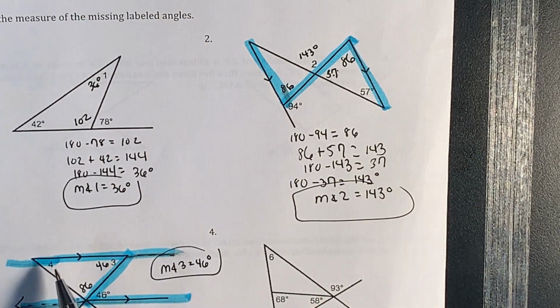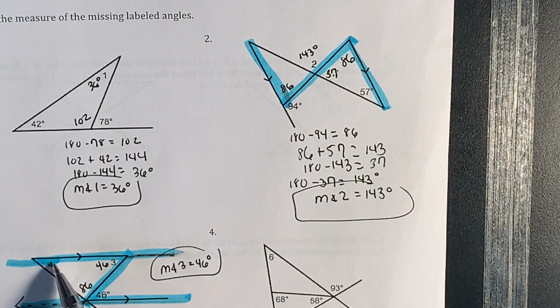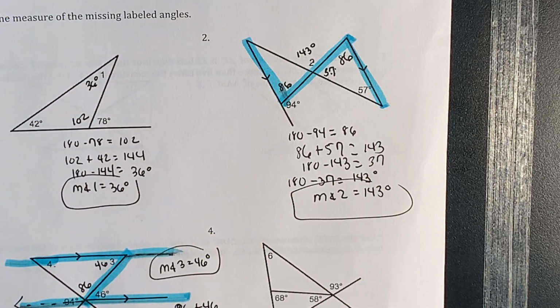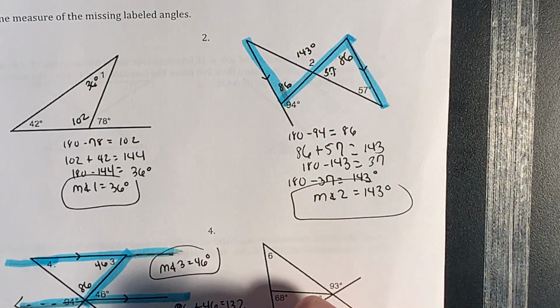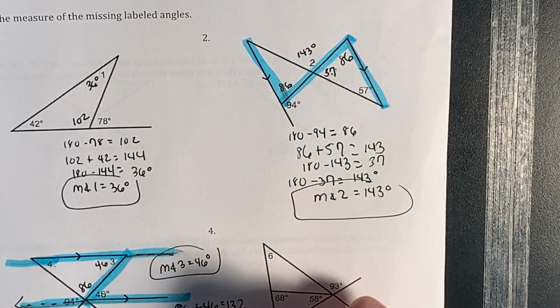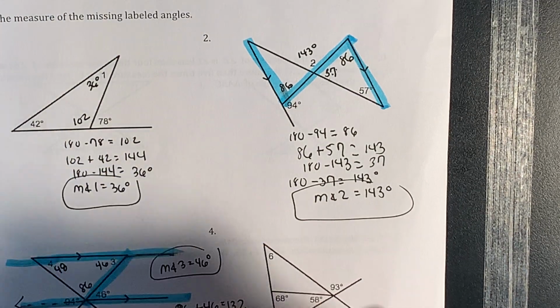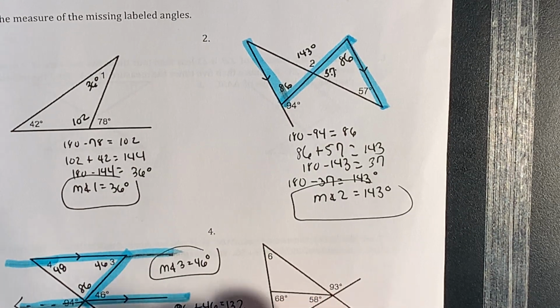And now we have to find the measure of angle 4. So using our theorem from the top of the page, all three angles in a triangle must sum to 180. So to find the missing angle in the triangle, we're going to do 86 plus 46, and that's going to give us 132. Subtract that from 180, and that's going to give us 48. So the measure of angle 4 is 48 degrees.